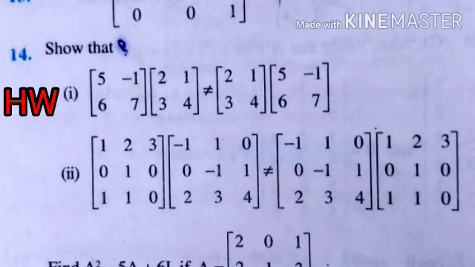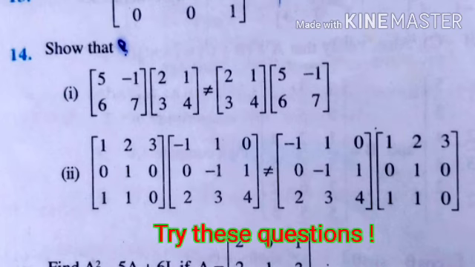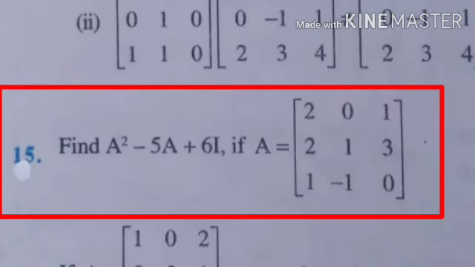Now next, question number 14, it is homework for you, because in this question you have to show only that A into B is not equal to B into A. So it is just a multiplication of two matrices. So try this question. Next question is 15.